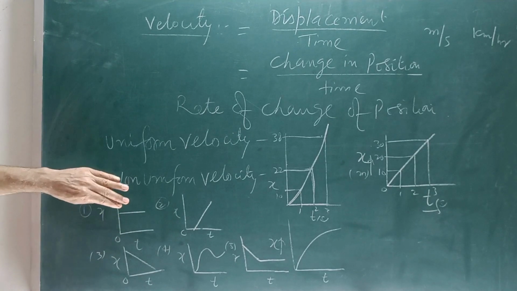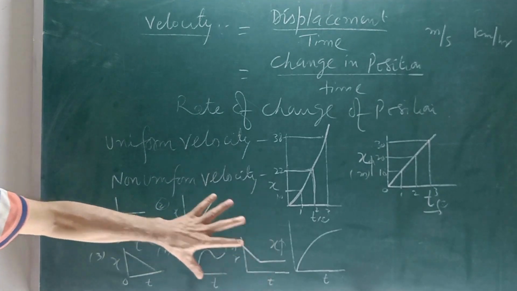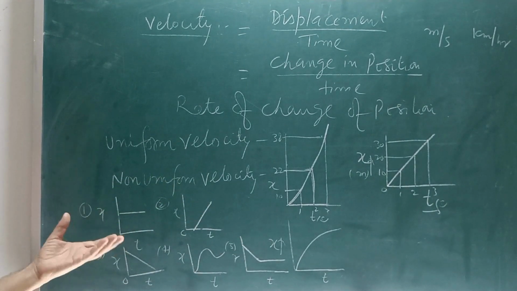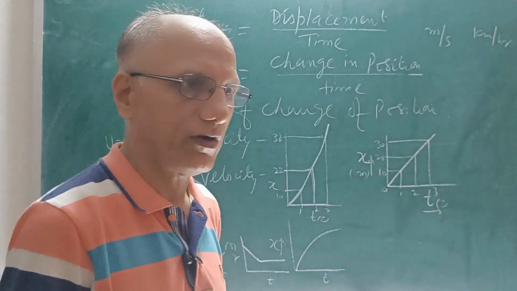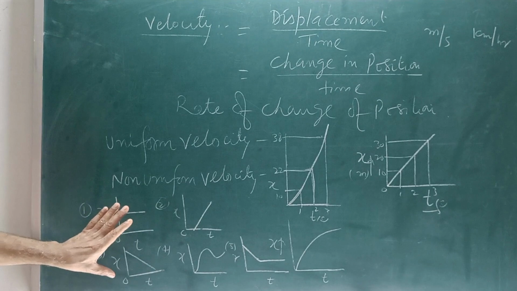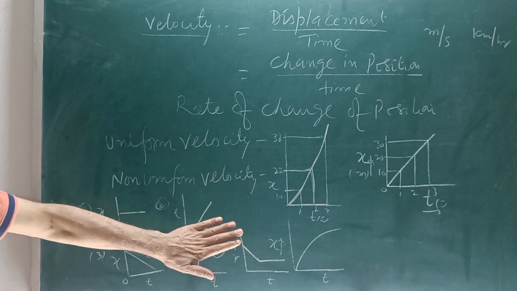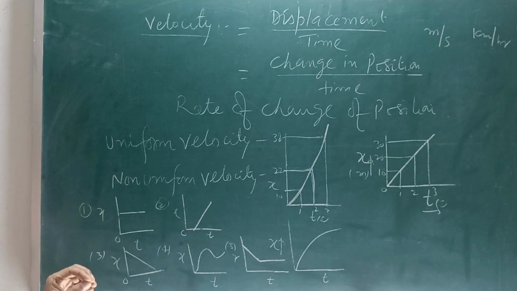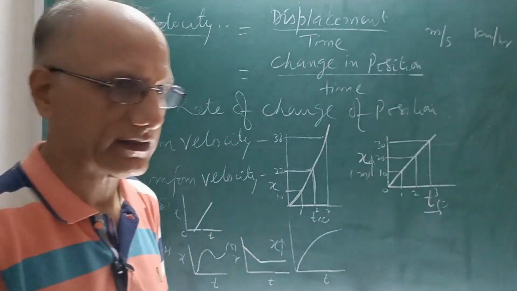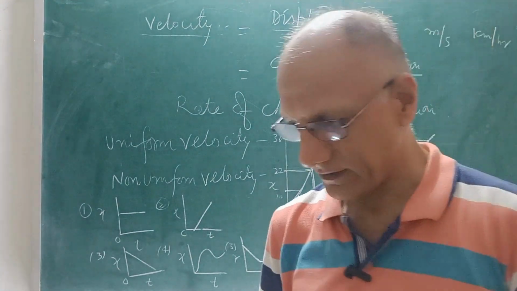Just see, this is xt graph, this is xt graph. All 5 questions are there. You have to write the correct answer, meaning which have uniform velocity, and all correct answers, and the earliest one will get the prize.